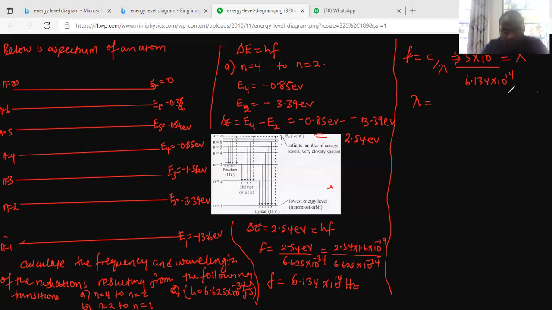Exponent negative. You get 4.891 times 10 to the power -7 meters. Correct. Now you investigate for me the second one, which says n is equal to 2 up to n is equal to 1, by finding both the frequency and the wavelength.